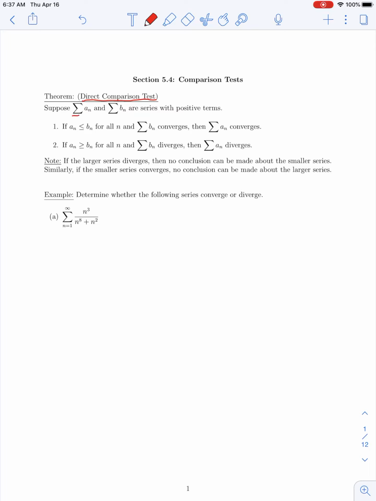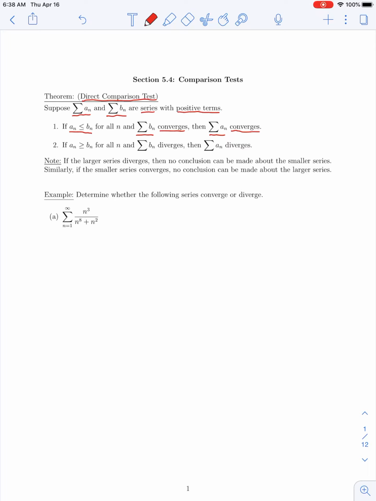Let's suppose that we have two series, say a sum of terms a sub n and a sum of terms b sub n. And these will be two series which have positive terms. So there's two parts to this direct comparison test. The first says, if the values of a sub n are less than or equal to b sub n for all values of n, and the series b sub n converges, that is, the sum of the larger terms b sub n converges, then the sum of the smaller terms a sub n must also converge.